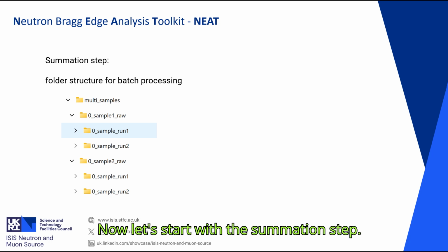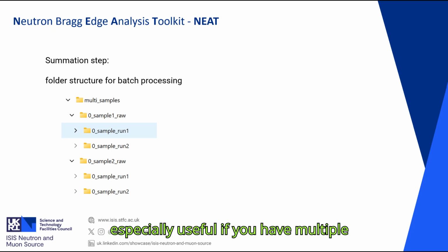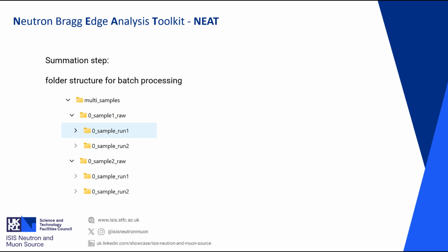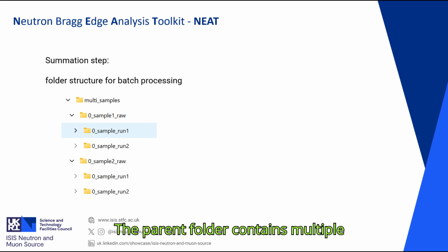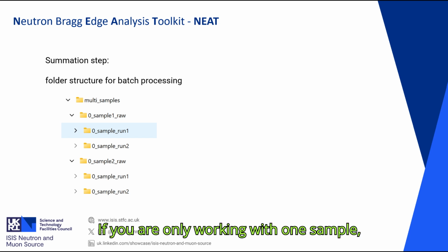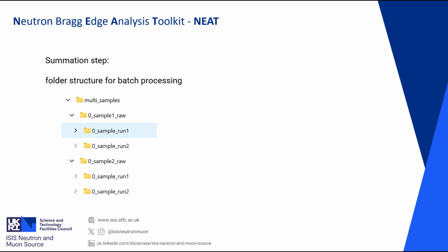Now let's start with the summation step. Neat supports batch processing, which is especially useful if you have multiple samples and each sample has multiple runs that need to be summed. For batch summation, the datasets need to be organized in a 3-level structure. The parent folder contains multiple subfolders for each sample, and inside each subfolder, there should be the individual runs for that sample. If you are only working with one sample, just select the folder that contains all the runs for that sample.